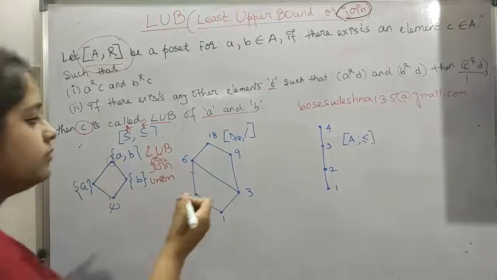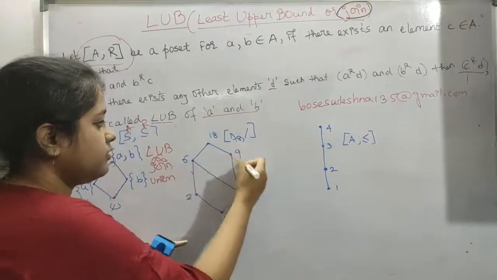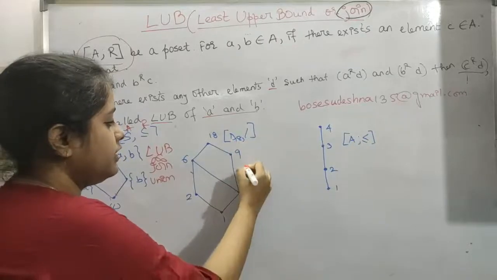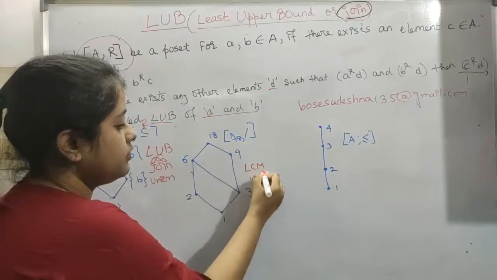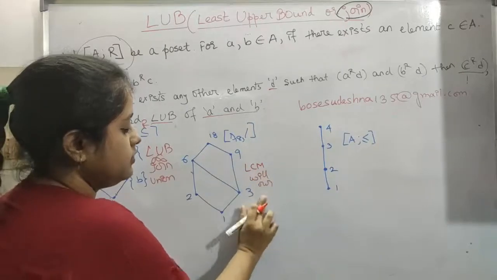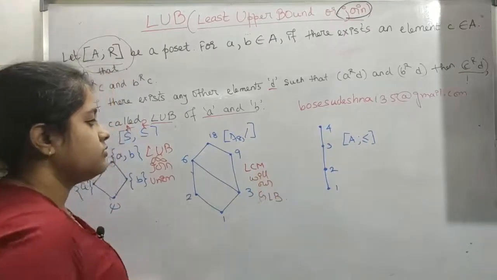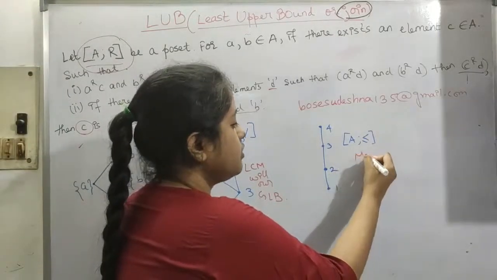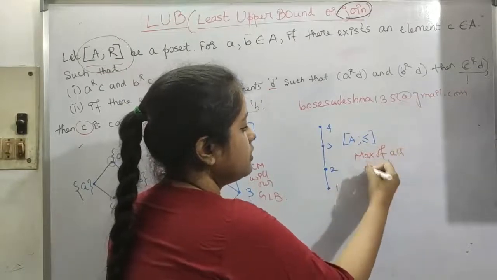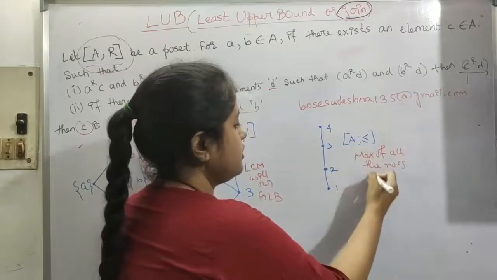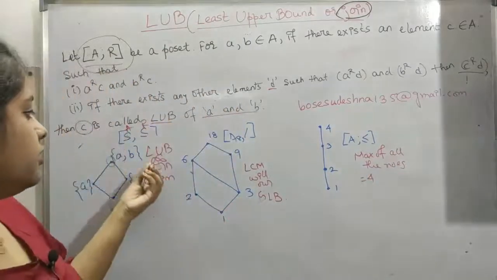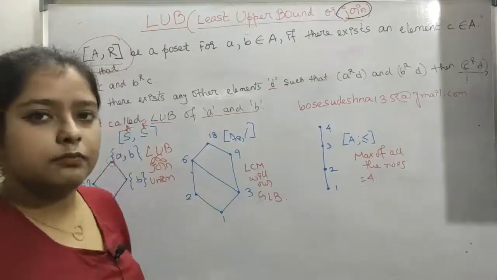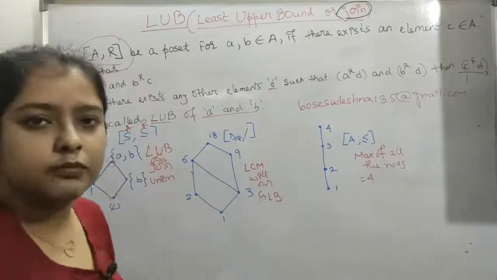Now for this diagram, this is our D18 and the divisor is our relation here. So now here LCM will be our LUB. I think LCM will be 18, and for here it will be the maximum of all the numbers. Here it is 4. So this is lowest upper bound or join. Next we will do GLB, greatest lower bound or meet, and then we will do more about this. So continue.